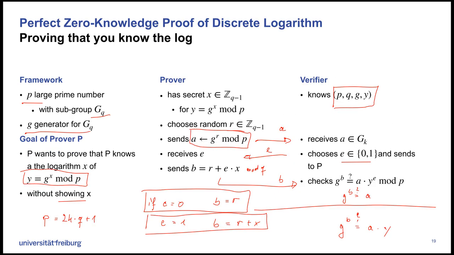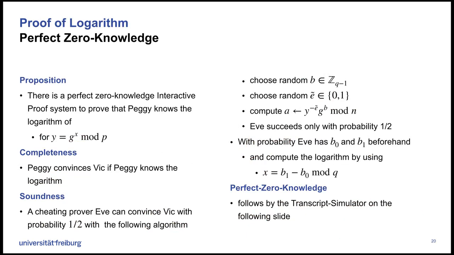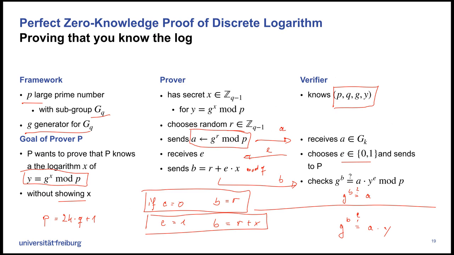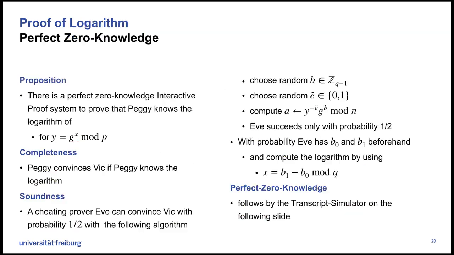Now, the cool thing is that this is also a knowledge proof that we know the logarithm, and we can go through that the same way. So first of all, completeness. If a prover knows the secret, then the verifier will be convinced. Now for soundness, it's basically the same trick.